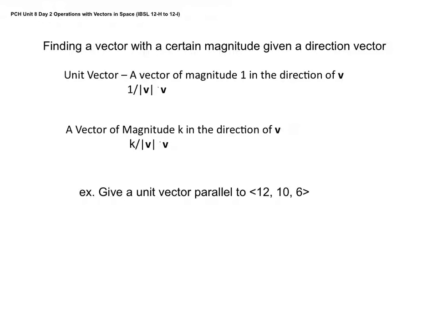Okay? So, in this example, if I wanted a unit vector parallel to 12, 10, 6, the first thing I would do is find the magnitude of 12, 10, 6. So 12 squared plus 10 squared plus 6 squared.